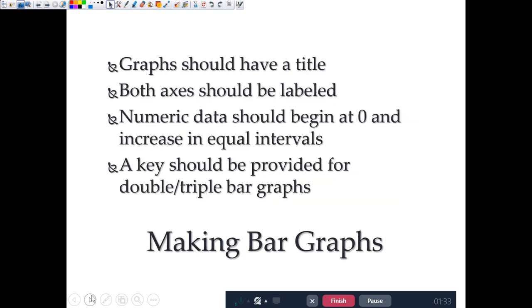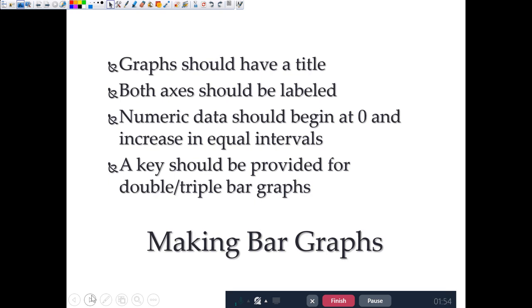When we're making a bar graph, your graph should be titled. You need to create a title. It's usually whatever the title of the chart is or whatever we're talking about. Then we need to label both axes. Whatever the title is for the x-axis, that's what you label it. Whatever the title is for the y, that's what you label it.